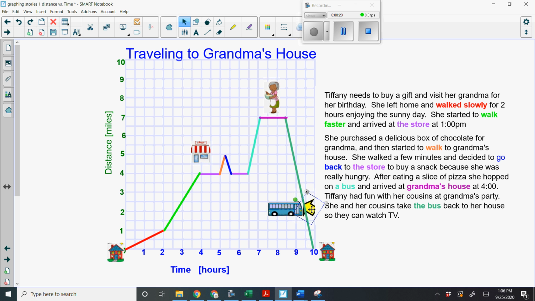I'm starting here at 7 miles from Tiffany's house, starting at 7 miles from the house. And then I'm going all the way down. Oh my goodness. I'm going back down to 0, 0. So it takes her 10 hours for the entire event. All right, so that was a little lengthy, but you could go back, read the story, and look at the corresponding lines for the graph.